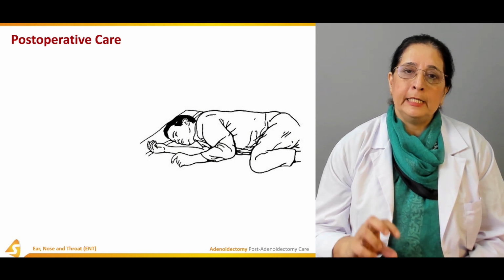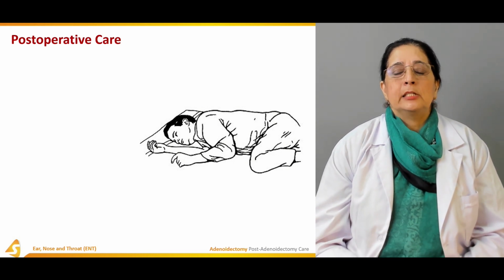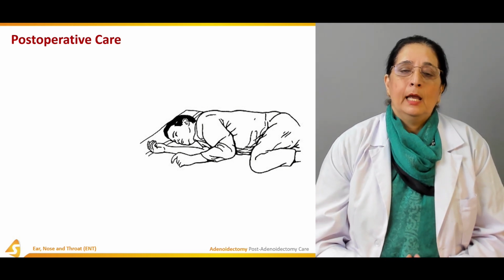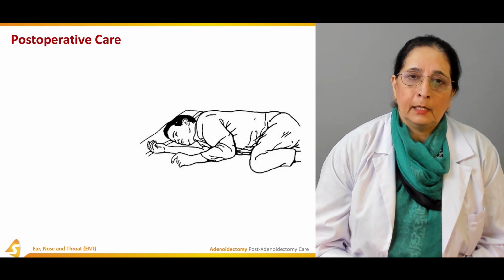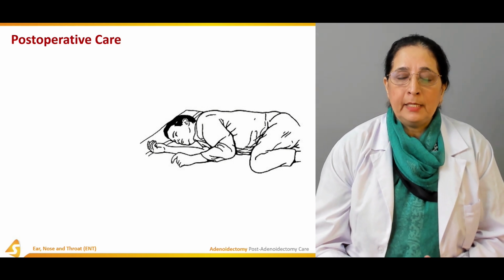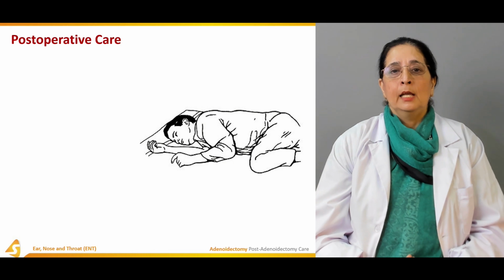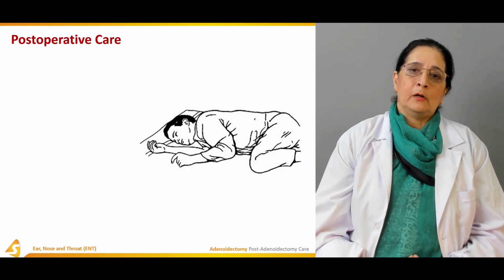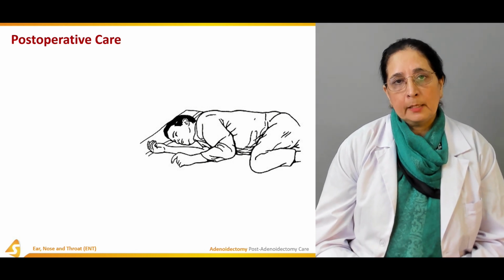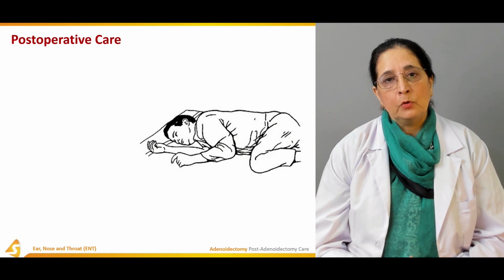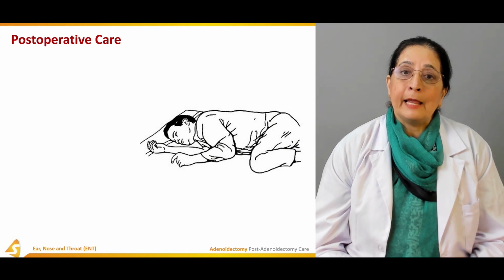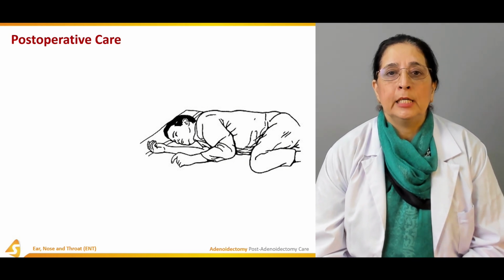So a very important indication for adenoidectomy is the hypertrophy of the adenoids. And then we have recurrent infections, otitis media, discharge from the ear, obstruction of the eustachian tube. These are all indications of adenoidectomy. We have some contraindications also, and the most common contraindication is cleft palate.